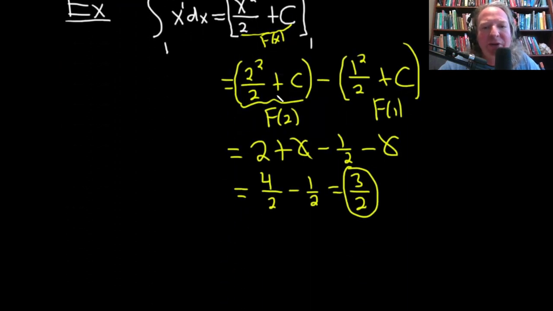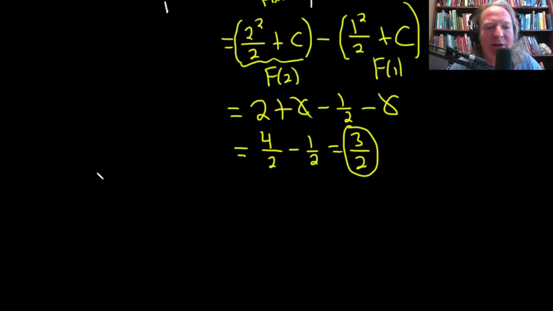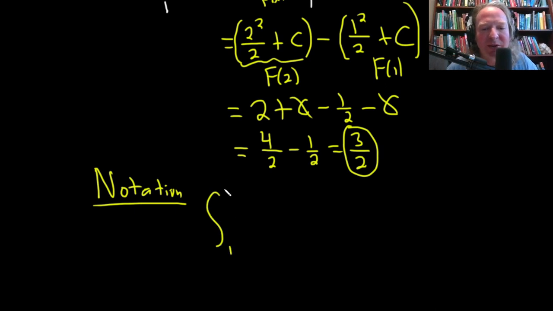A comment here on the notation, by the way. So just some comments on notation. Okay, so in this example, we had the integral from 1 to 2 of x dx.